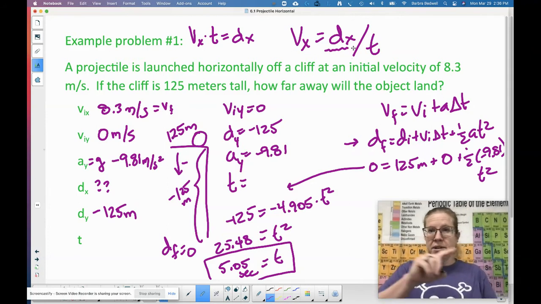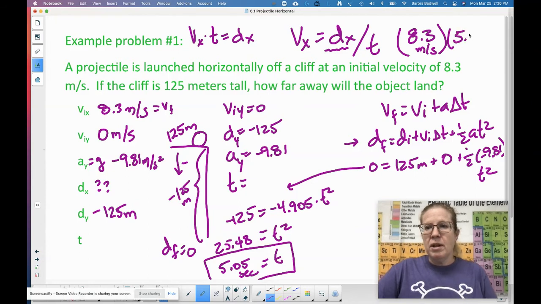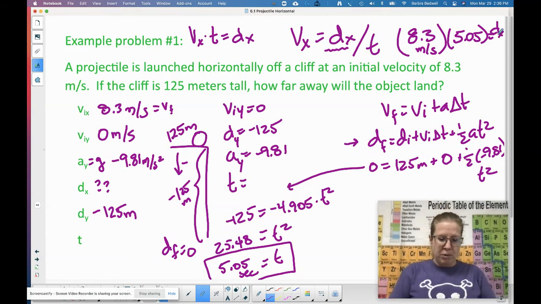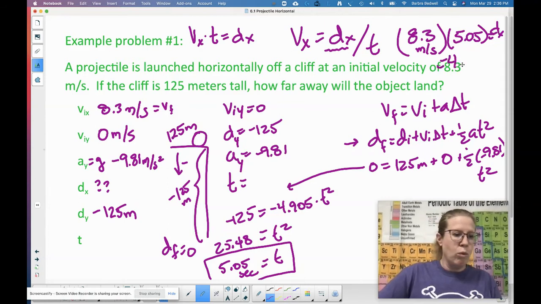So we know what Vx is. Vx is the horizontal speed. Vx is equal to 8.3 meters per second, times our time, 5.05. So I guess it would be 5.0. 5 is equal to our d in the x direction. So 8.3 times 5.05 gives us a final answer of 41.8999 or something along those lines. With 2 sig figs, it's essentially 42 meters away.